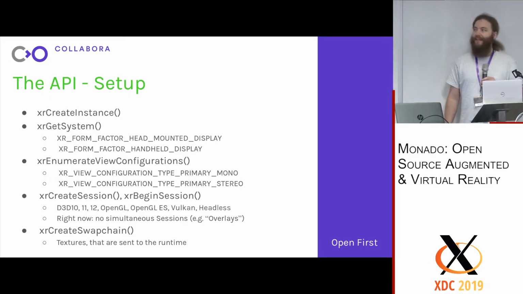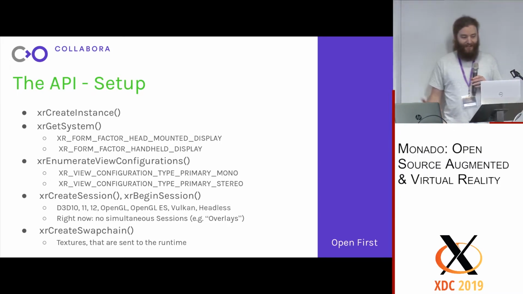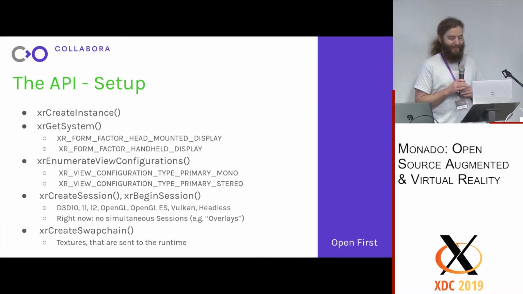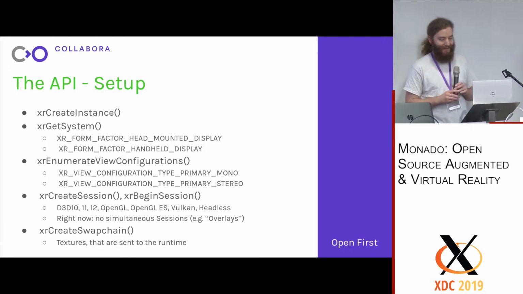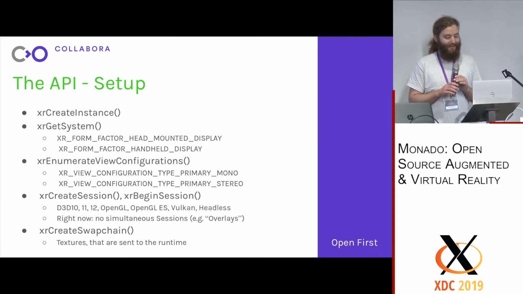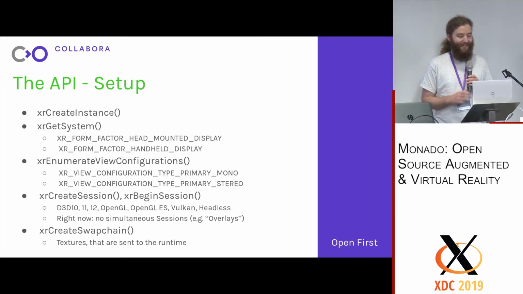So I will go on with a short overview of the API that is by no means complete. It's just a short overview about the stuff you can do with the API. If you are interested in more, the full specification is hosted by Khronos, like the Vulkan specification. You will find it if you DuckDuckGo it.